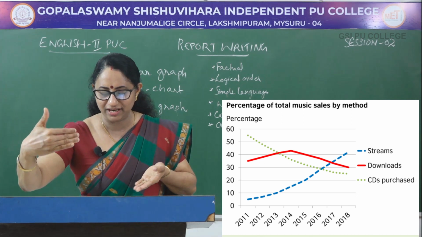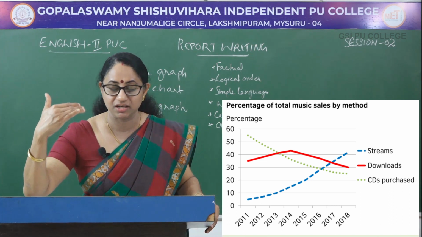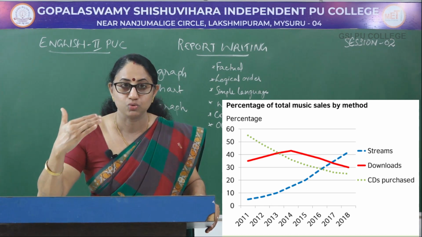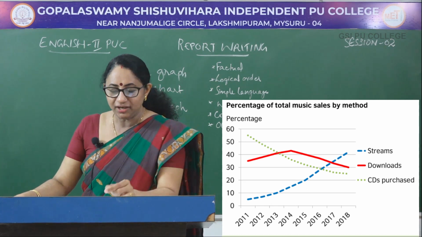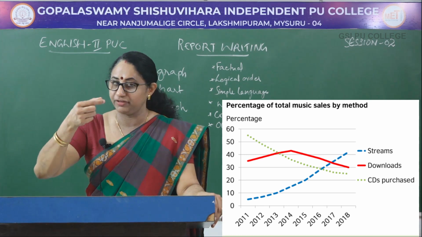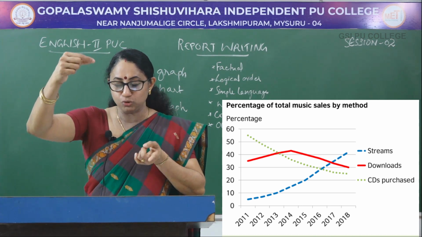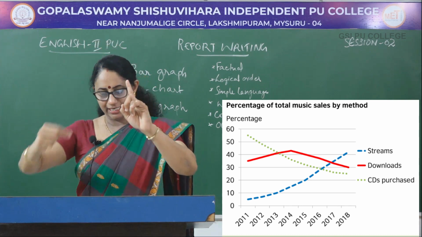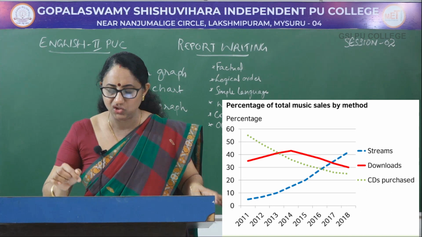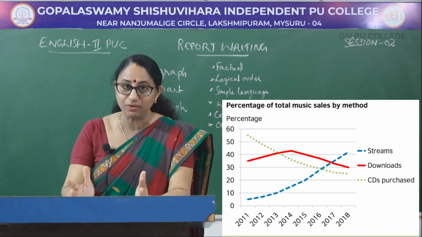And in 2018, you find that more than 40% of the people prefer to buy music through streams. And see now, downloads. In 2011, 30% of the music sales was by means of download, it has gone up, and from 2014 you find it is coming down, and in 2018 you find that just 35% prefer to go for downloads. So this is what we have understood.